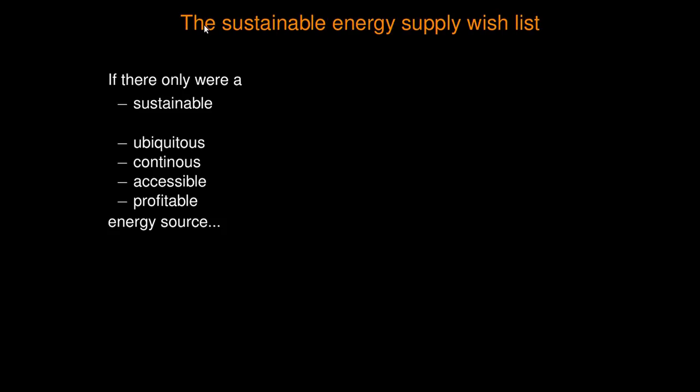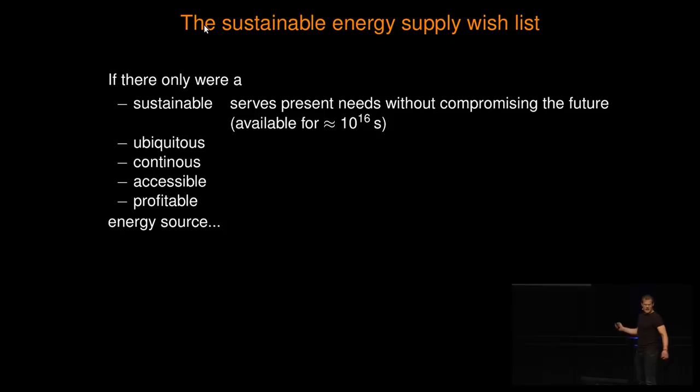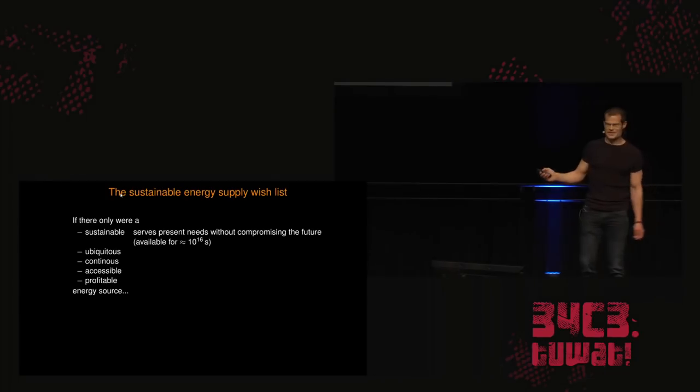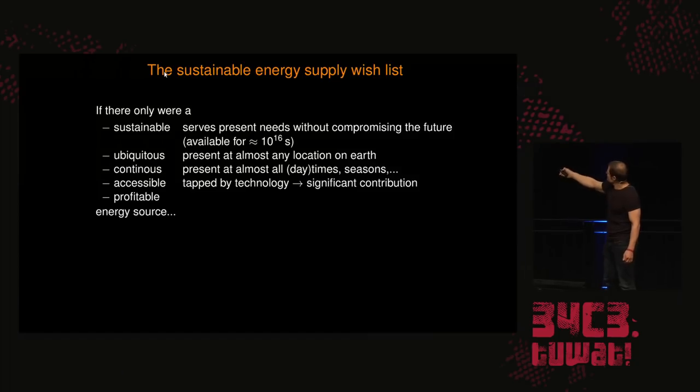And first I should define what it means. So sustainable means it should serve present needs without compromising the future. And this is clearly not what we are doing now. So it should be available on timescales which are like the lifetime of our central star, if possible. It should be ubiquitous, meaning that it should be present almost on any location on Earth, so that we can, without very complicated long-range infrastructure, have access to the energy.